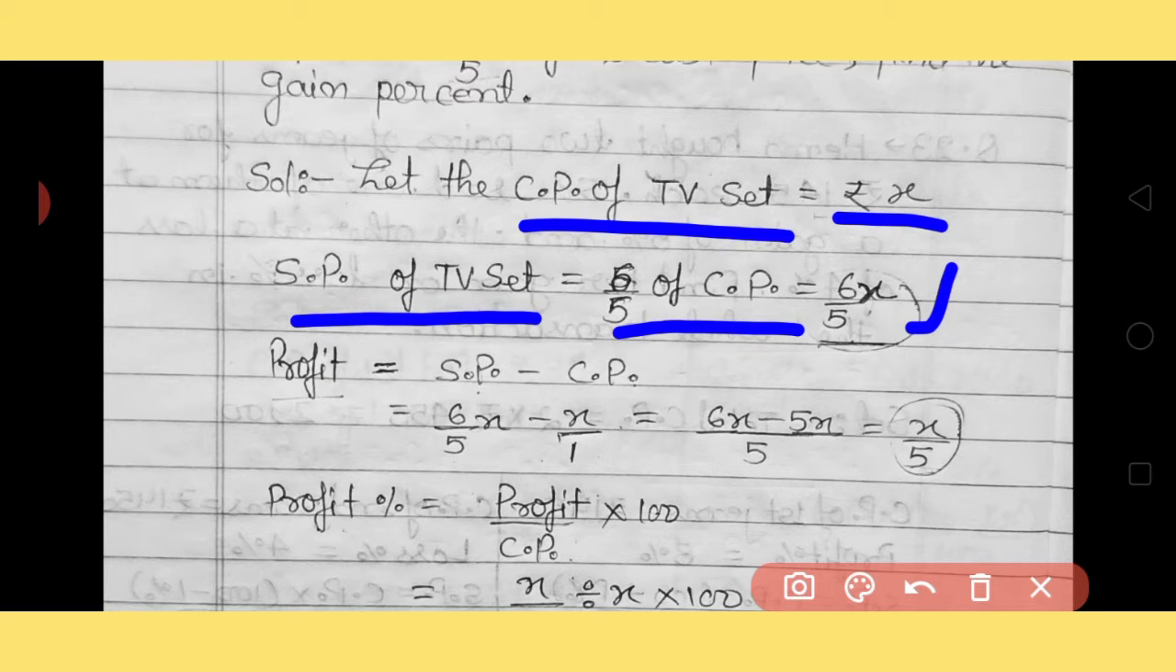Now, as you know, how will we find the profit? Profit is equal to SP minus CP. SP is 6 by 5 X and CP is X. So 6 by 5 X minus X is equal to X upon 5. We do the fractional subtraction and get the answer X by 5.